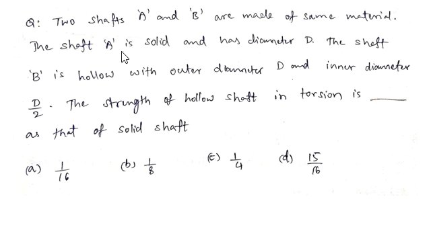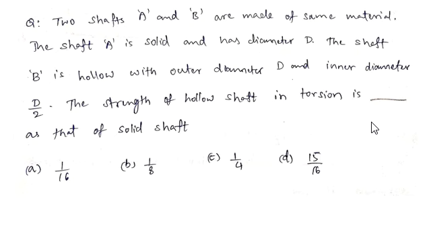Two shafts A and B are made up of the same material. The shaft A is solid and has diameter D. The shaft B is hollow with outer diameter D and inner diameter D by 2. The strength of hollow shaft in torsion is dash as that of solid shaft.